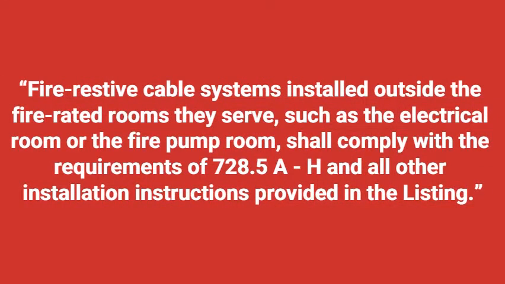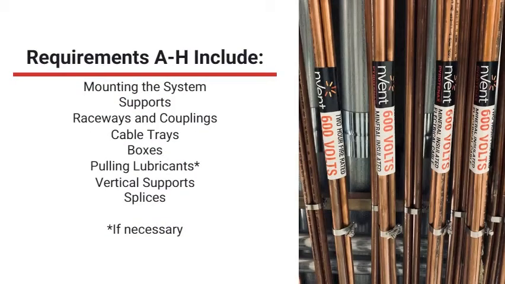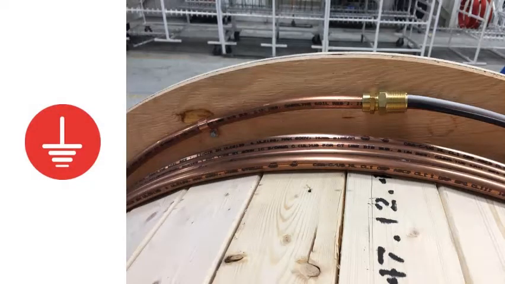728.5 installation states, fire-resistive cable systems installed outside the fire-rated rooms they serve, such as the electrical room or the fire pump room, shall comply with the requirements of 728.5 A through H and all other installation instructions provided in the listing. Items A through H include mounting the system, supports, raceways and couplings, cable trays, boxes, pulling lubricants, vertical supports, and splices. 728.6 discusses permissible grounding systems, and 728.12 concerns proper cable system marking.